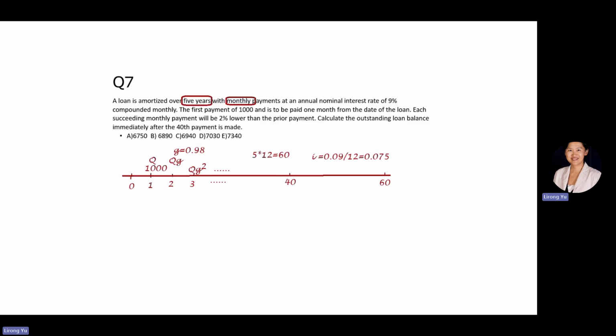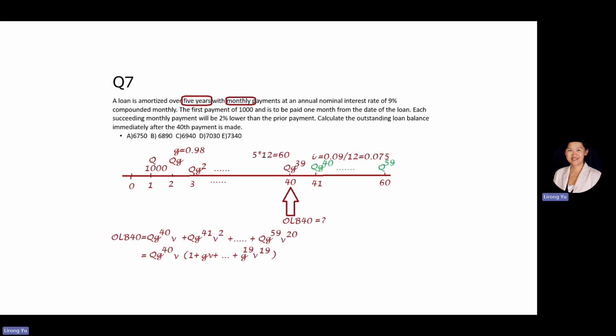The first payment is 1,000. The second payment is 1,000 times 2% lower, so 1,000 times 98%. Q times G, G being the 98%. And then the third payment will be Q times G squared and so on. So what will be the 40th payment? You can see the second payment is Q times G. The third payment is Q times G squared. So the G that we multiply will always be 1 unit. The power is 1 number lower than the time index. So at time 40 it is Q times G to the power 39. And then at time 60, it should be Q times G to the power 59.